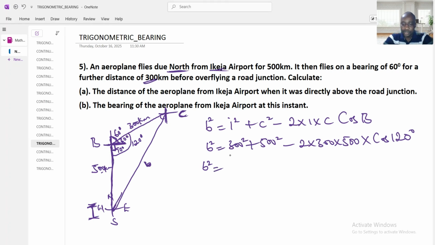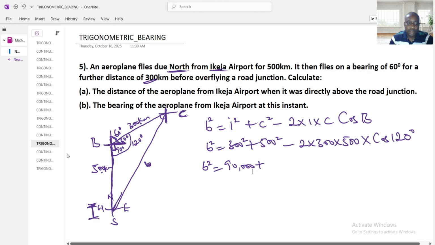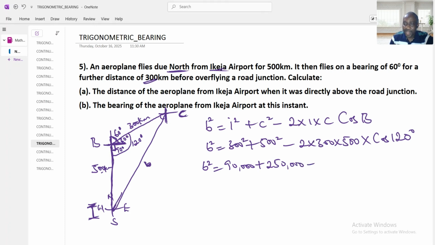300 times 300 is going to give us 90,000. 500 times 500 is going to give us what? 250,000. Minus 2 times 300 times 500 is going to give us 300,000.